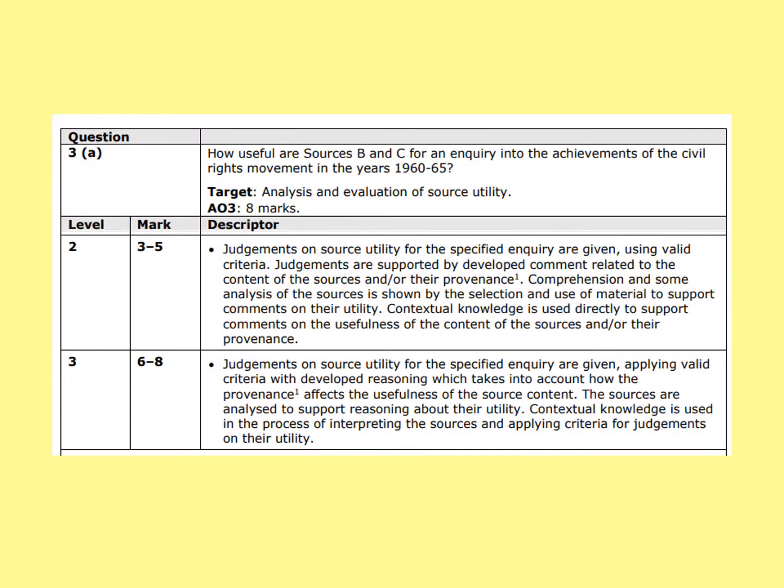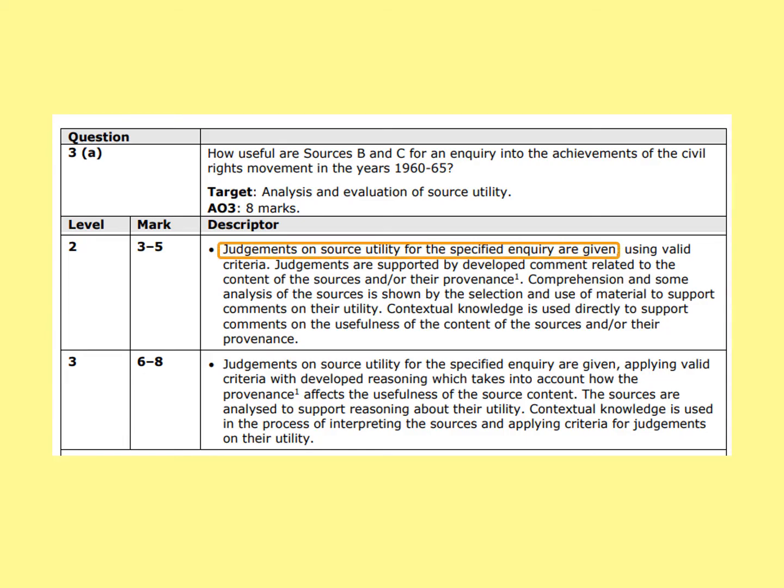Now we've done some annotations, it's time to have a look at the mark scheme quickly to see what's actually required of you. Again, I'm going to ignore level 1 because you really want to be aiming higher than that. How useful are sources B and C for an inquiry into the achievements of the civil rights movement in the years 1960 to 65? All 8 marks here are for AO3, your analysis and evaluation of source utility, or how useful they are. Let's have a look at level 2 first of all.